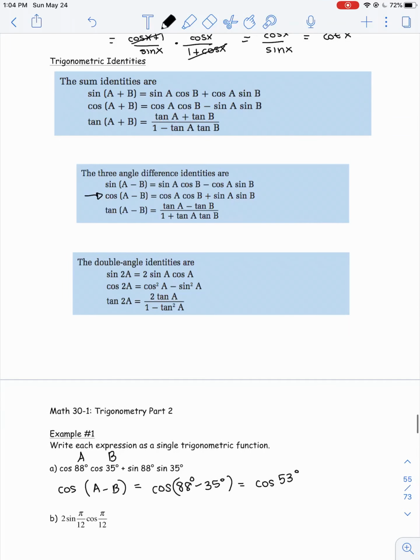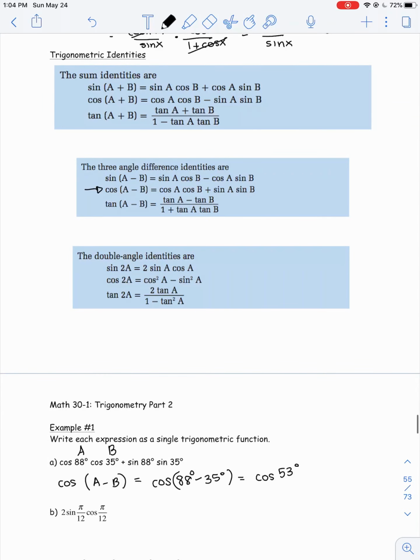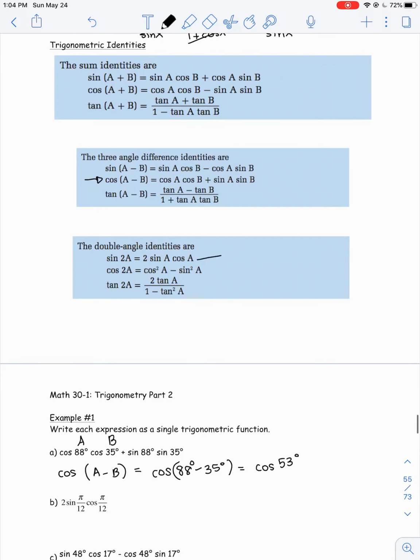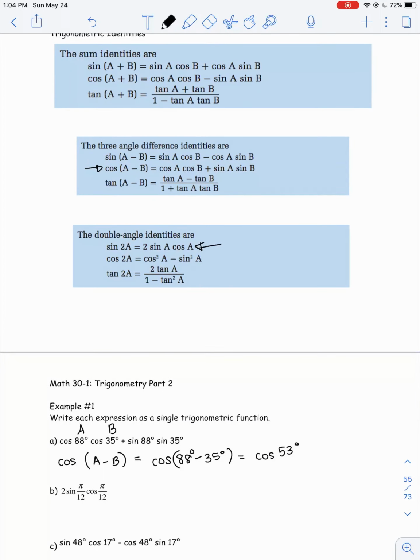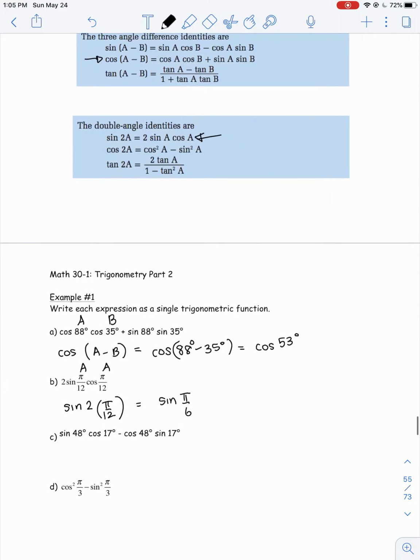Our next one, we're looking for one that has a 2 with sine, and then our angles are the same. So that looks like this one right there. That is the double angle identity. We're going to write it as sine of 2 times the angle A, which is the same here. They're both the same, so that's going to be pi over 12. We can simplify that: the 2 and the 12 simplify to sine pi over 6. That would be the answer for the second one.